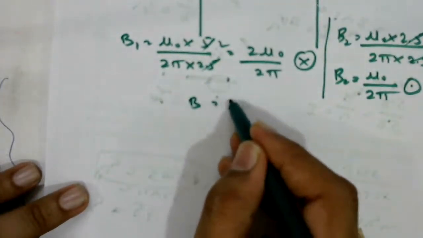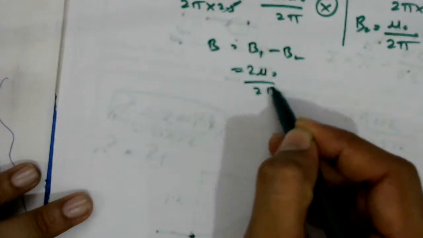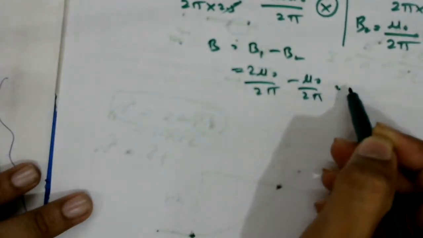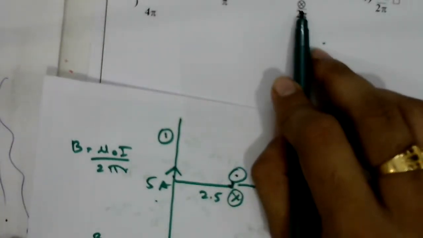That's why B is equal to B1 minus B2. Both you have to subtract. 2 mu naught by 2 pi minus mu naught by 2 pi. How much will you get? Mu naught by 2 pi. Answer is the third option, mu naught by 2 pi. Cross is there. Cross, into the plane of paper. Okay. Next one.